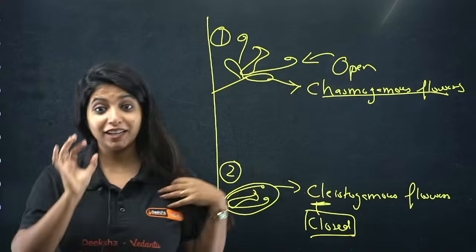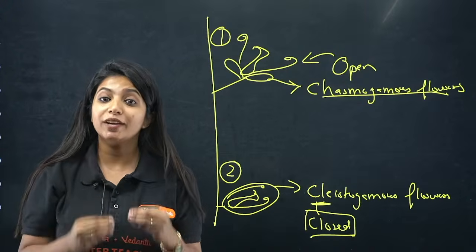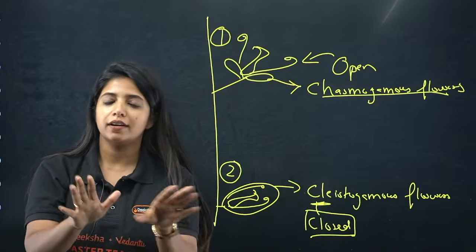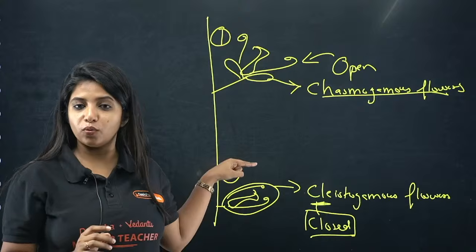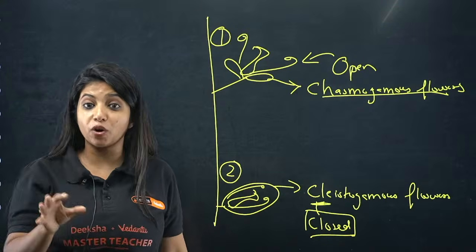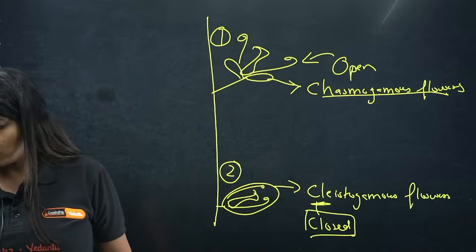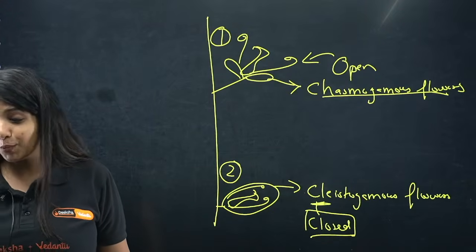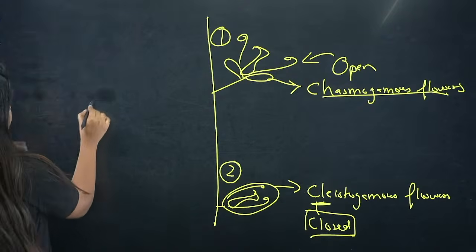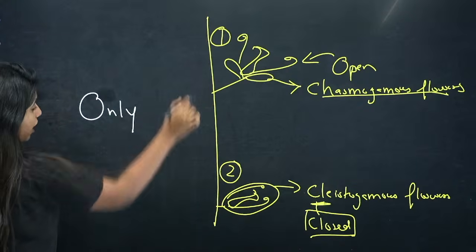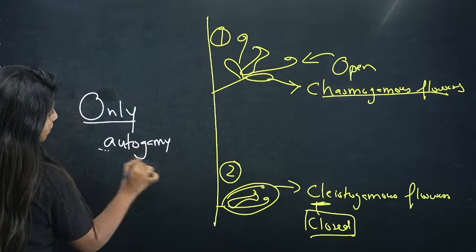I am asking the question: in which one do you think autogamy will happen for sure? 1 or 2? For sure, 110% sure, only autogamy is going to happen. One more chance I'll give you. Listen to me very carefully. I'm talking about the flower in which only autogamy is going to happen. Is it 1 or 2?